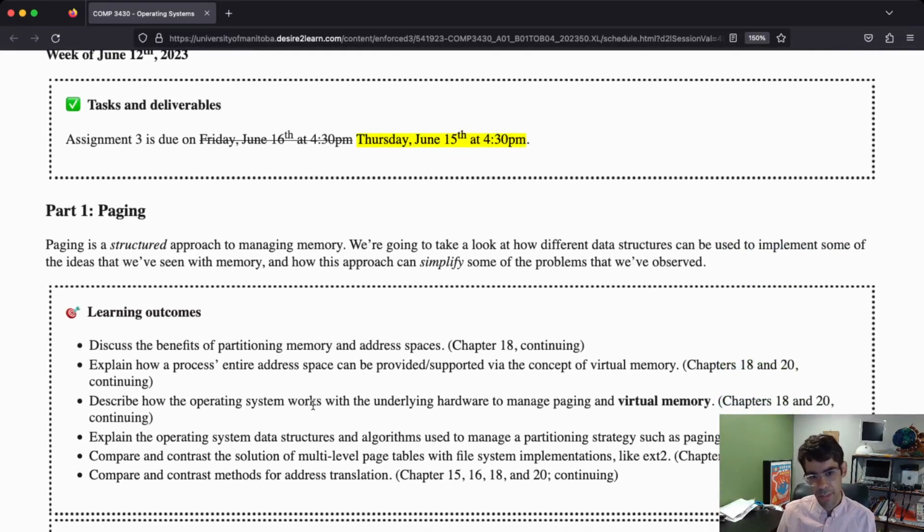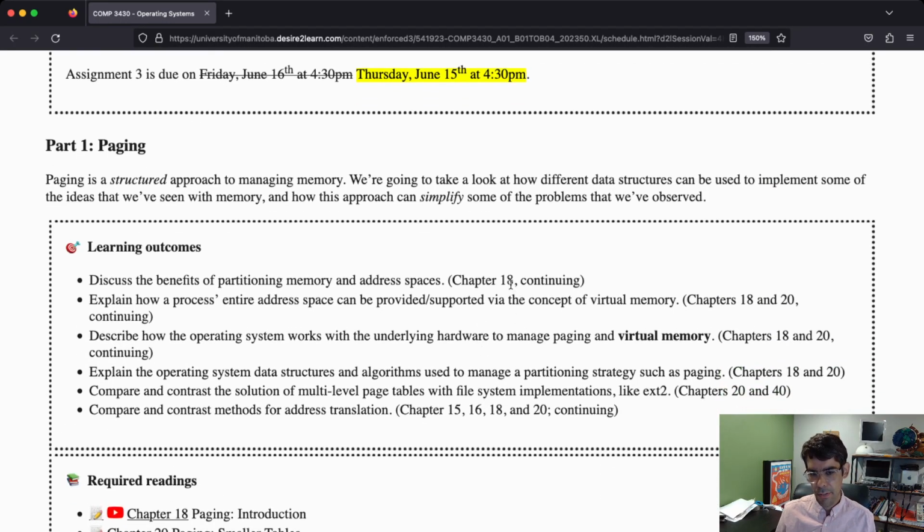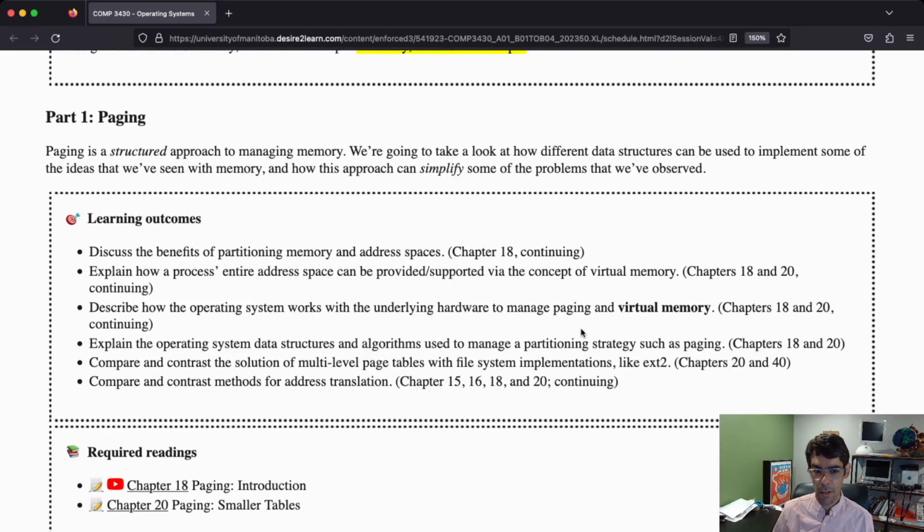And then moving on to week 6, discuss the benefits of partitioning memory and address spaces. So now chapter 18 is talking about the paging method of partitioning memory and address spaces. We're continuing this because we're building on base and bounds and then segmentation and then paging. The next 2 learning outcomes, very similarly, we were able to do this with base and bounds. We're able to do this with segmentation. Now we're able to do it with paging. So it's continuing, and we're adding chapters 18 and 20 here.